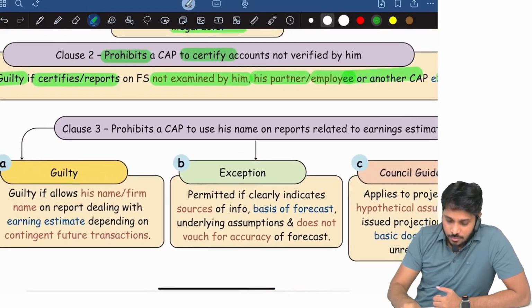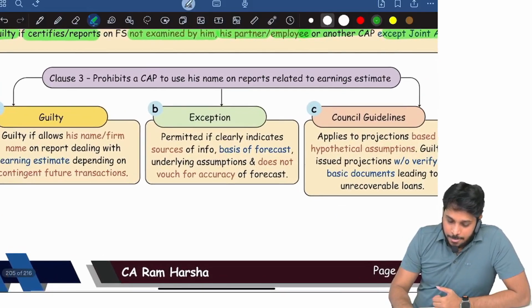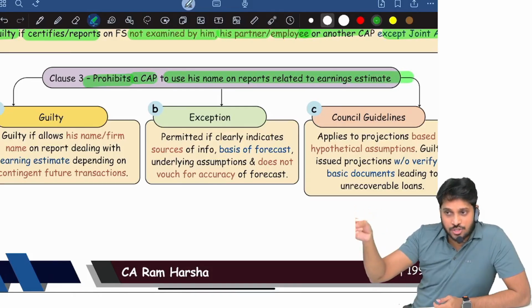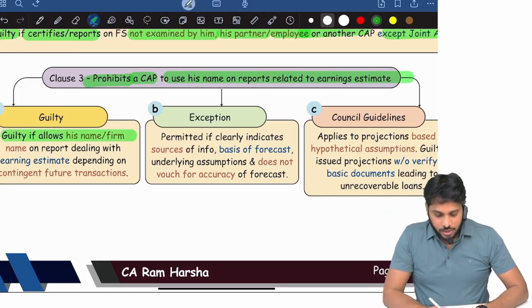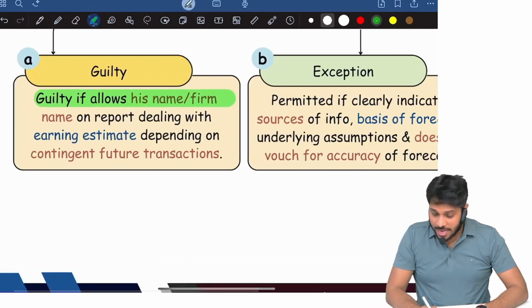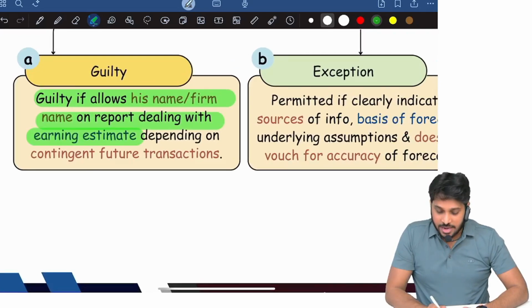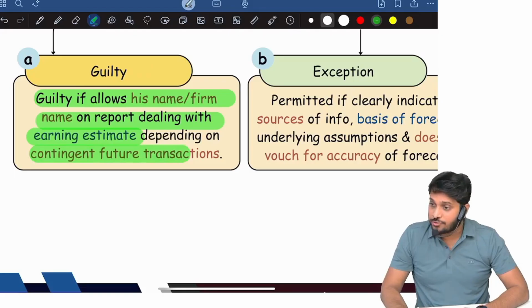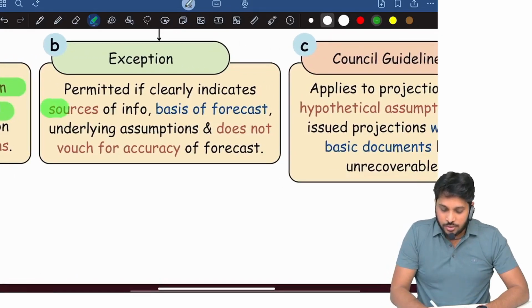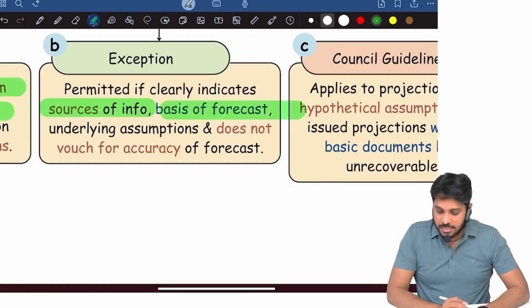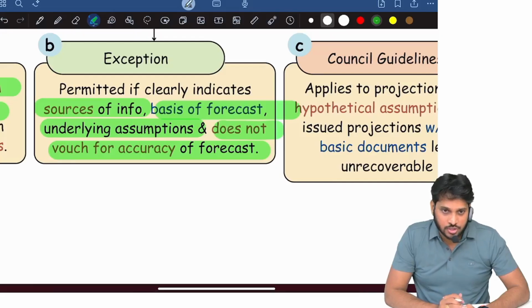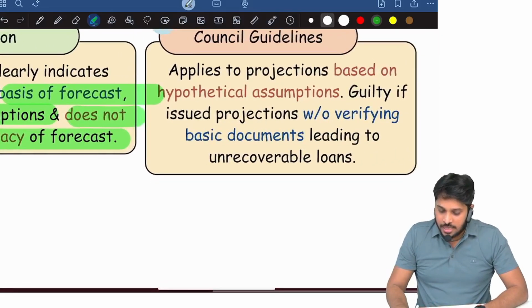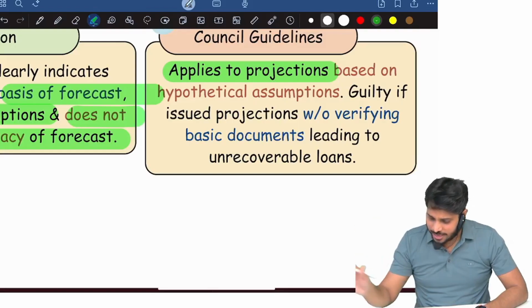Next, clause number 3. A CA is prohibited from using his name in an earnings estimate, a forecast, a projection, or prospective financial information. You are guilty if you allow your name or firm name on a report where an earnings estimate is given, which is contingent upon future transactions. Exception: if you clearly mention the sources of information, the basis for the forecast, the underlying assumptions, and a statement that you did not vouch for the accuracy of the forecast, then you are not guilty. This is applicable to projections as well as forecasts.